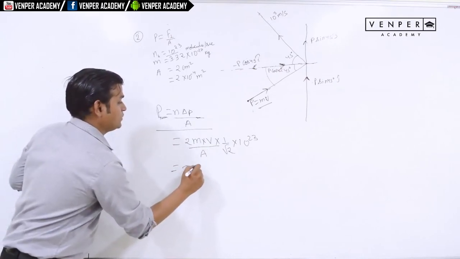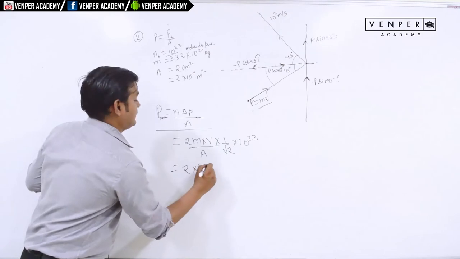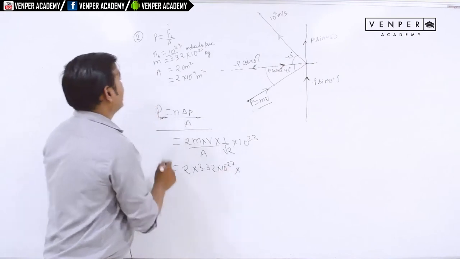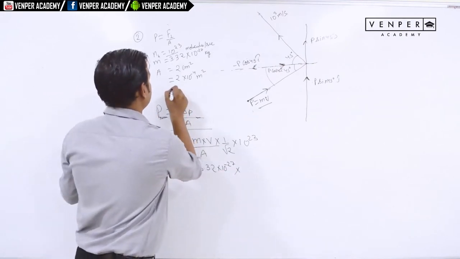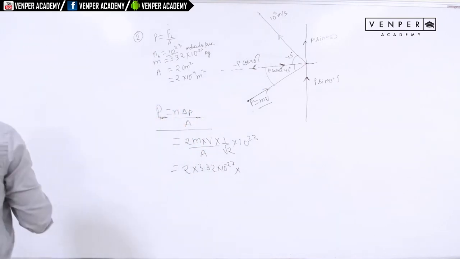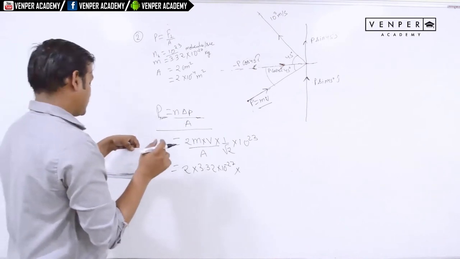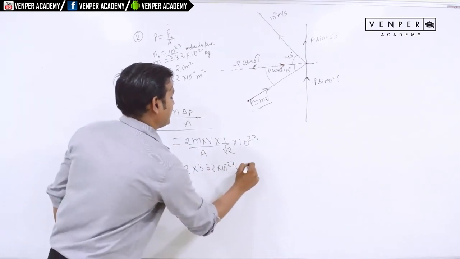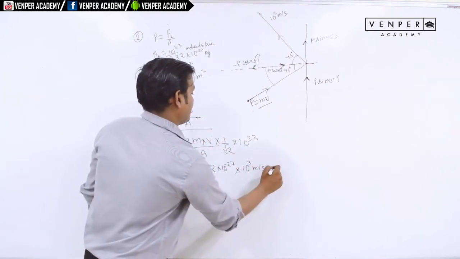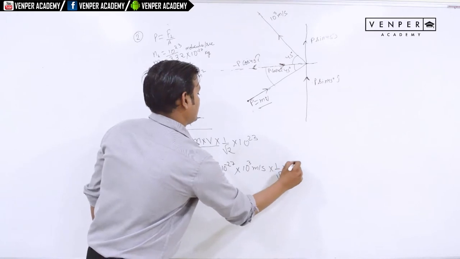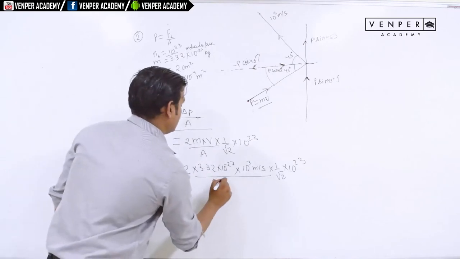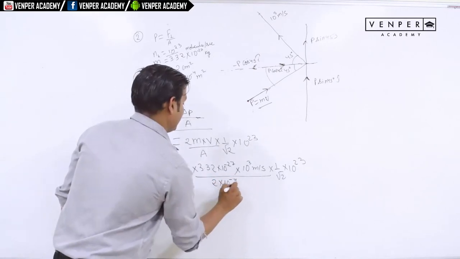So 2 into mass, which is given as 3.32 into 10 raised to power minus 27, multiplied by its velocity. Let me check the data once, how much velocity is given. The speed is given as 10 raised to power 3 meter per second. Next, multiplied by 1 by root 2 into 10 raised to power 23, divided by area. Area is given as 2 into 10 raised to power minus 4.